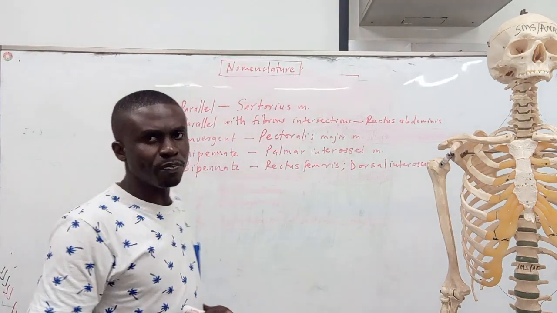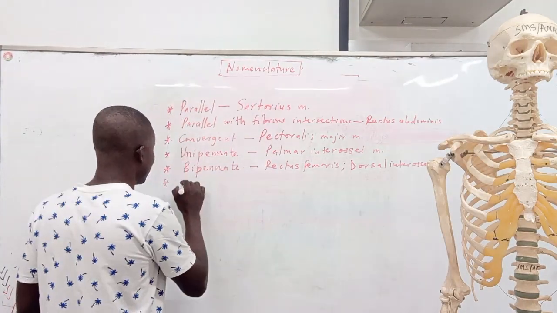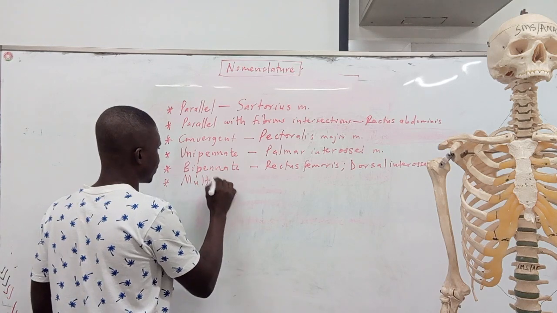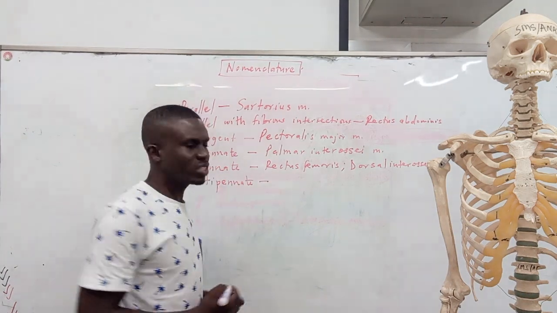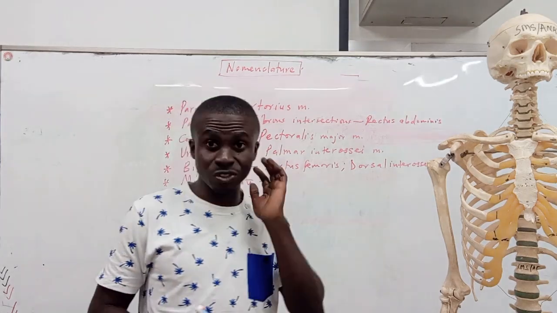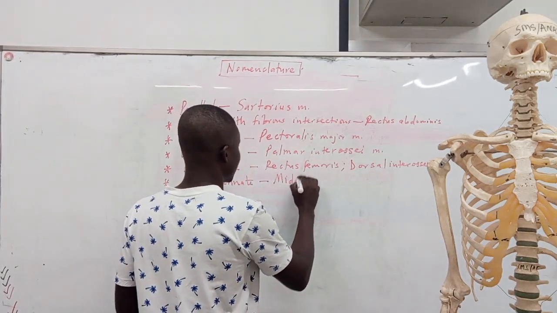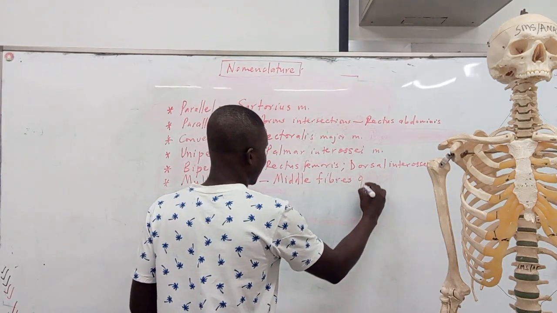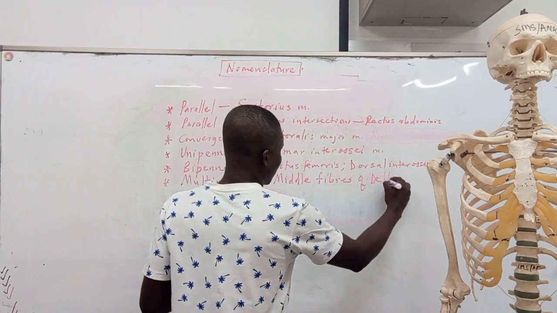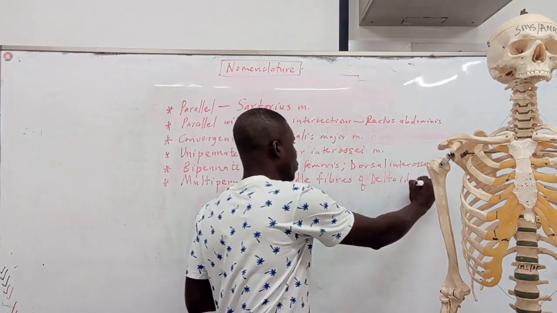Now, if you have unipinnate, bipinnate, then you can also have multipinnate. Okay, multipinnate muscle. And the typical example I want to put down is what we call the middle fibers of deltoid. My friend, it's not just deltoid muscle, it's the middle fibers of deltoid.